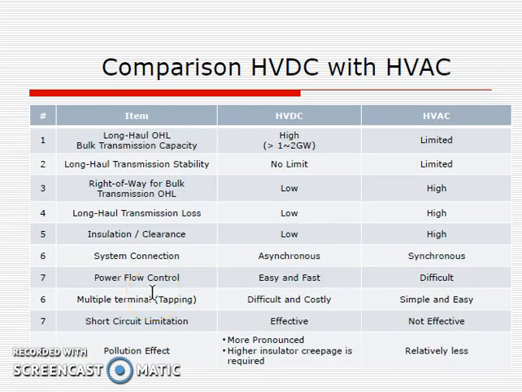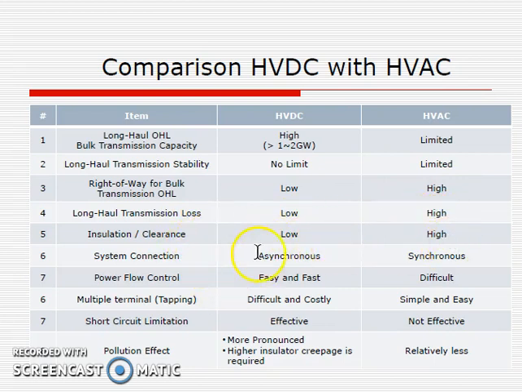This is the comparison between the HVDC and the HVAC. So this is the distance, the long haul capacity. HVDC is 1 to 2 gigawatts, but it is limited in HVAC. Transmission stability has no limit in HVDC, but it is limited in the HVAC system. Right of way for bulk transmission overhead lines: low for HVDC, high for HVAC. Transmission loss: low, high. Insulation and clearance: low, high.